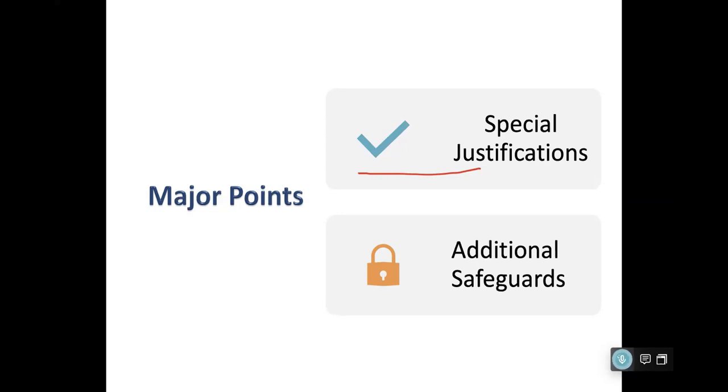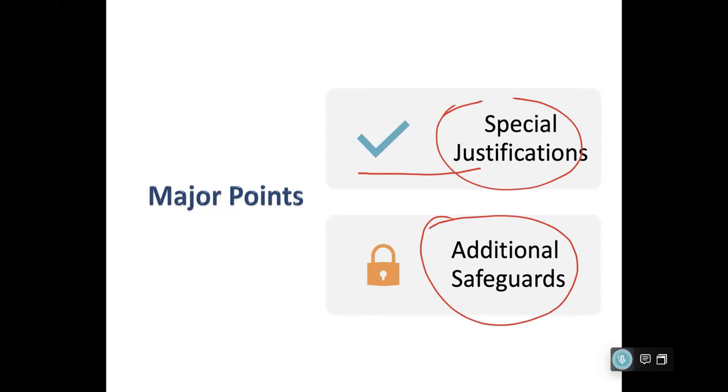Same thing with prisoners. If we want to enroll prisoners, we want to study some condition or illness that is more specific to prisoners. So we need the special justification. And then we have to decide, based on the potential risks, on additional safeguards, not only to limit the risk but also to protect their rights. So those are the two major things we want to talk about: special justifications and additional safeguards.